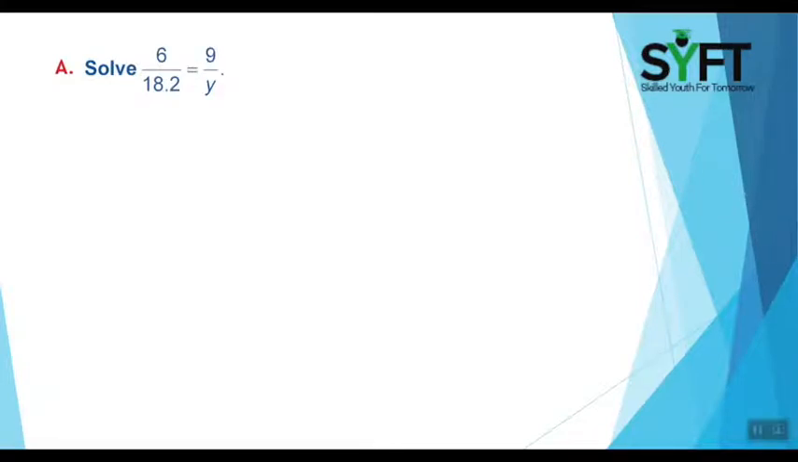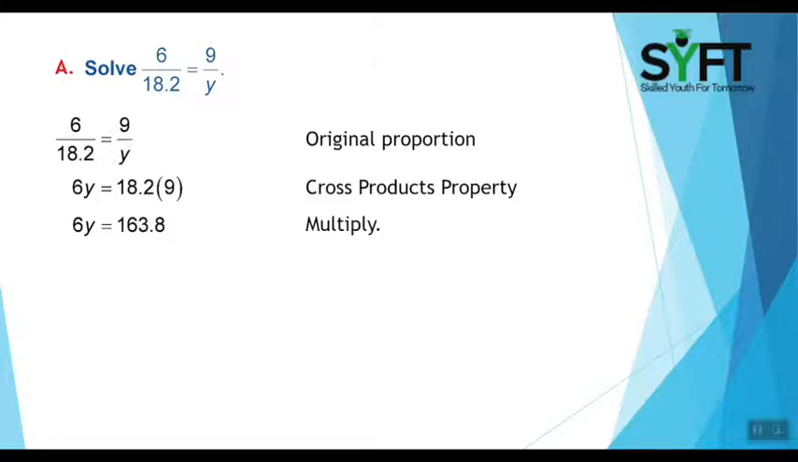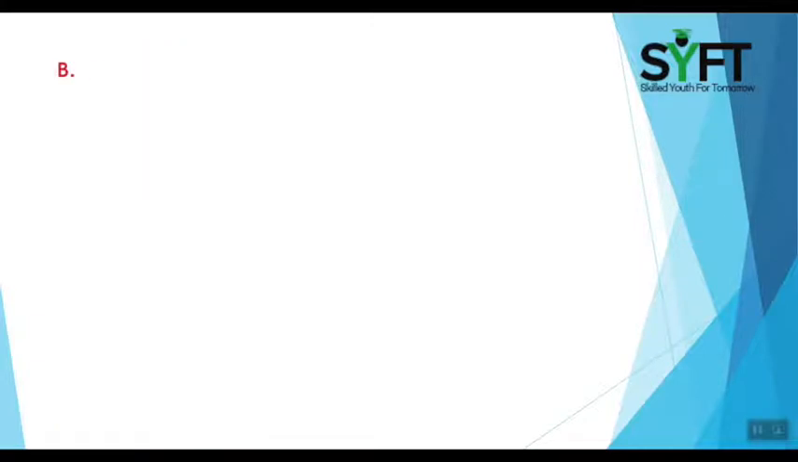6 by 18.2 is equal to 9 by y. This is the original proportion, and if we cross multiply, then 6y is equal to 18.2 into 9, and 6y is equal to 163.8 when multiplied, and y is equal to 27.3 when it is divided by 6 on each side. So the answer is 27.3.